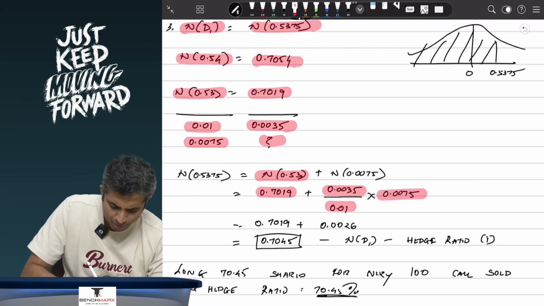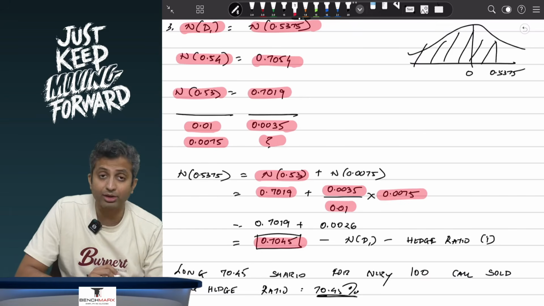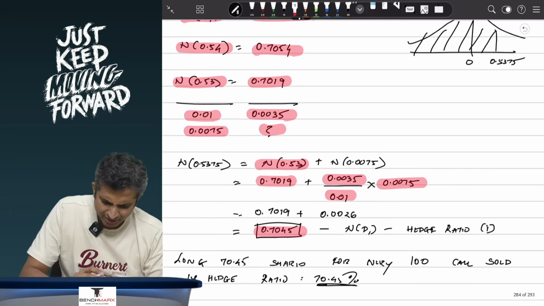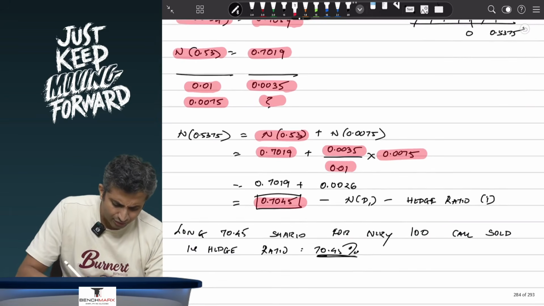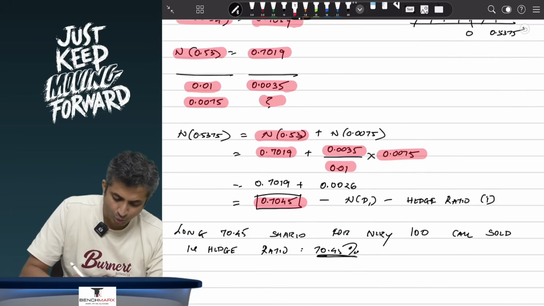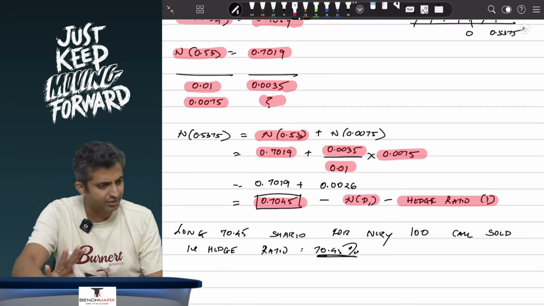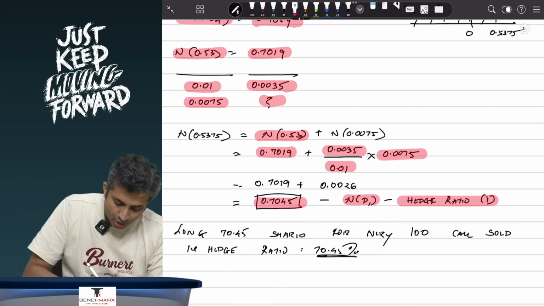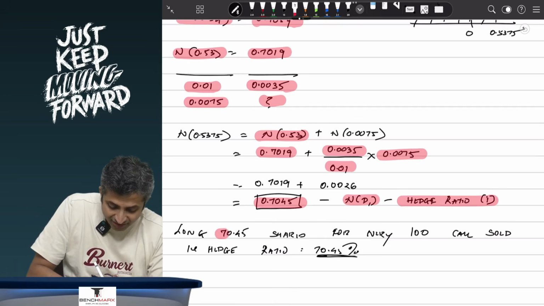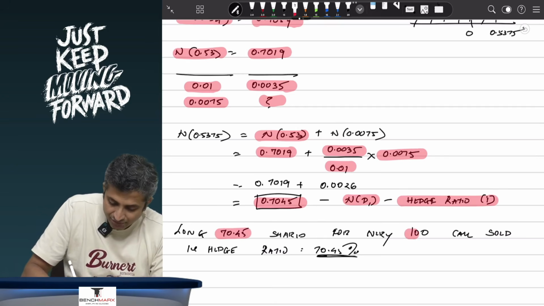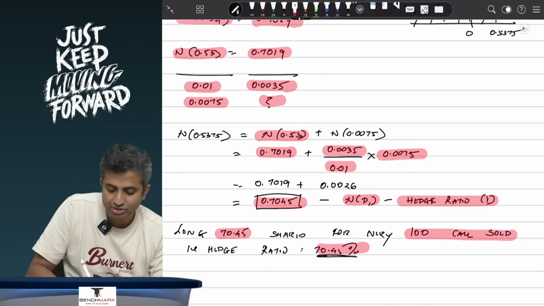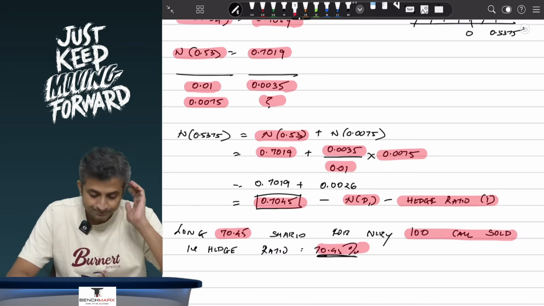So it will move by how much? So you'll get 0.7045. It is somewhere in the middle over here. So this is ND1. What does ND1 mean? Well, this is the hedge ratio. A question can also ask you to calculate delta. Well, this is nothing but the delta. So what do we say? Well, we will long 70.45 shares for every 100 call options sold. That is a hedge ratio of 70.45%.